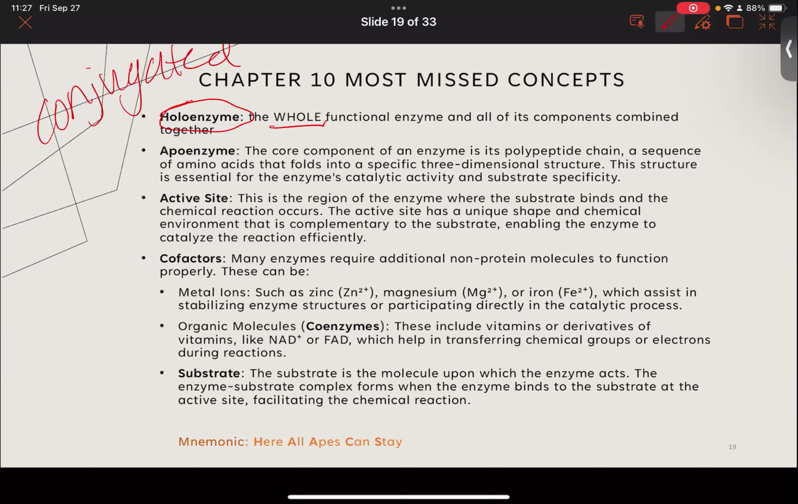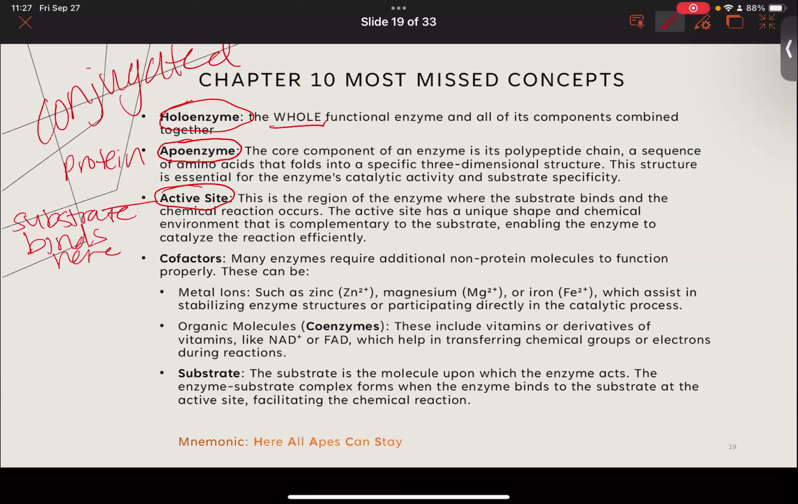All right. The apoenzyme is what it says, a polypeptide chain. This is going to be the protein part, the actual protein portion. And then you'll have the active site. This is where the substrate binds. Remember, the substrate is the thing you're acting on. If you're trying to get from A to B as your product, then A is the substrate.